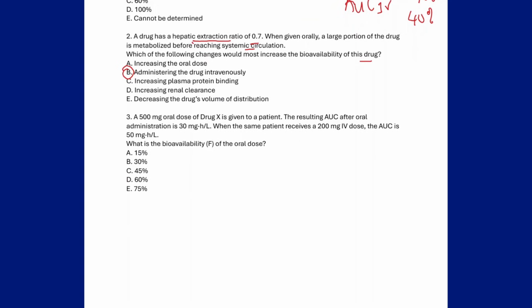And the last question there: a 500 milligram oral dose of drug S is given to a patient. The resulting area under the curve after oral administration is 30. When the same patient receives a 200 milligram IV dose, the area under the curve is 50. What is the bioavailability of that oral medicine? So as you can see there, the doses that we are giving are different. That means we have to use our equation, right? So AUC oral divided by AUC IV multiplied by dose in IV divided by dose in oral.